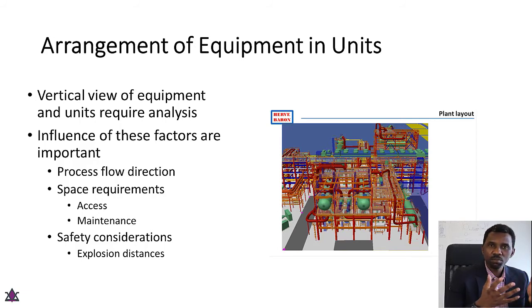So those same three characteristics we reverse engineered into plan layout, the process flow, the space requirement, as well as safety considerations, are also considered during the vertical orientation of the different equipment in the processing unit.